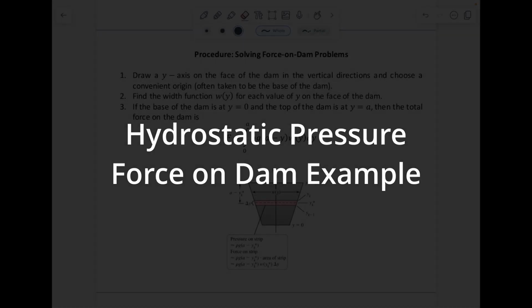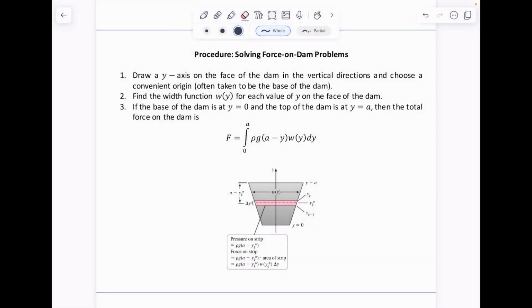Another application of the integral is hydrostatic pressure, or the pressure of water at rest. You can kind of think about it. Everyone's been toward the bottom of a pool and you're feeling all this pressure in your ears. So let's think about this as far as the force that that water is having on a dam.